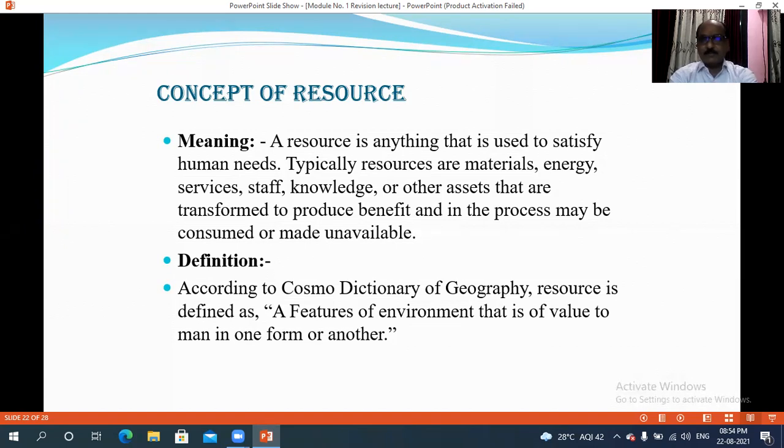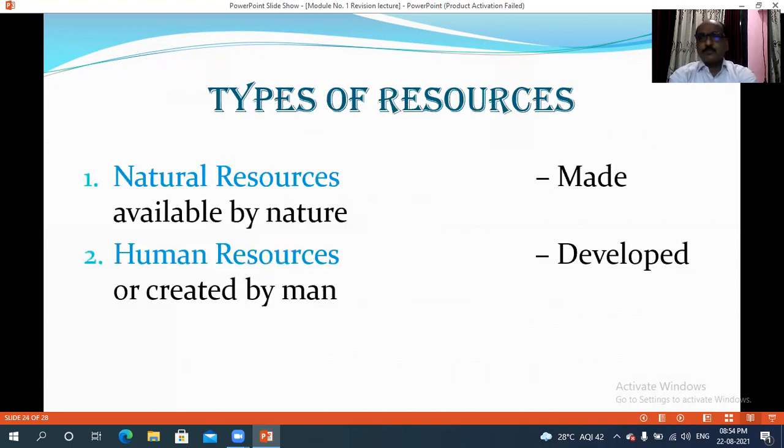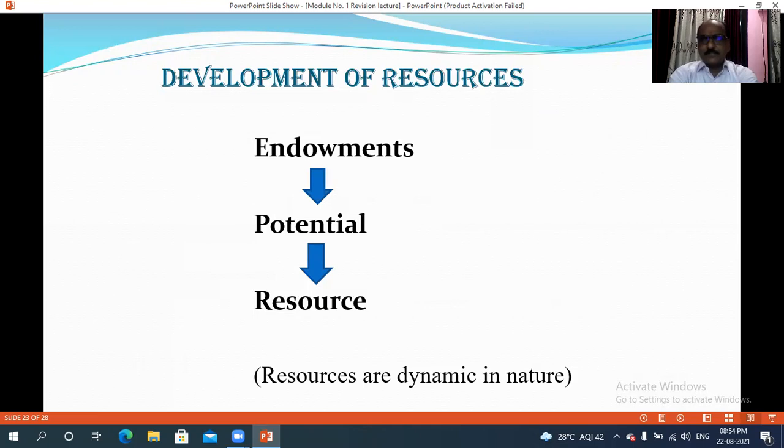Then the definition of resource, which is given in the Cosmo Dictionary of Geography. According to this dictionary, a resource is defined as a feature of the environment that is of value to man in one form or another. So it means, dear students, whatever is useful for the human population is called a resource. And basically, dear students, resources are developed in the environment through three different terms. First is endowments.